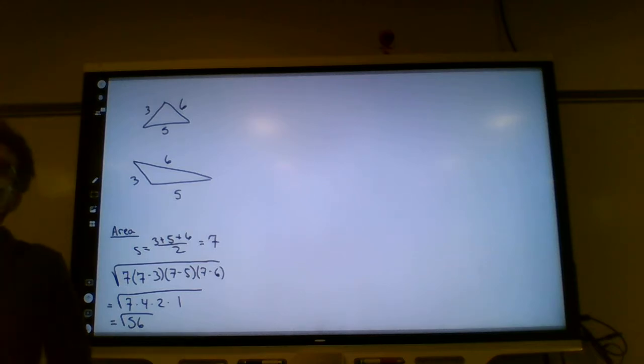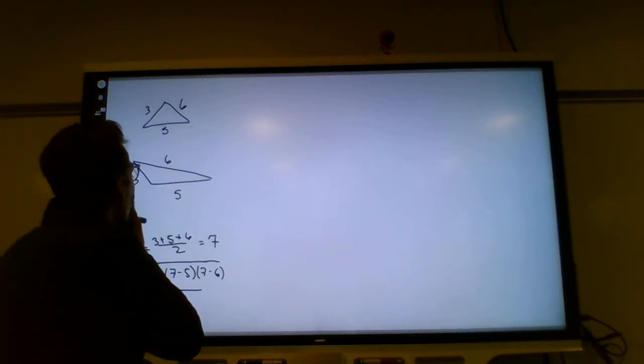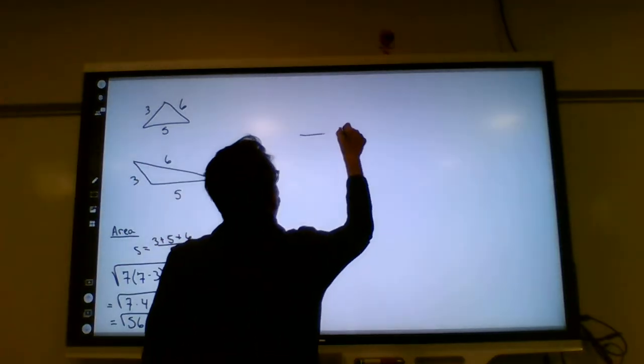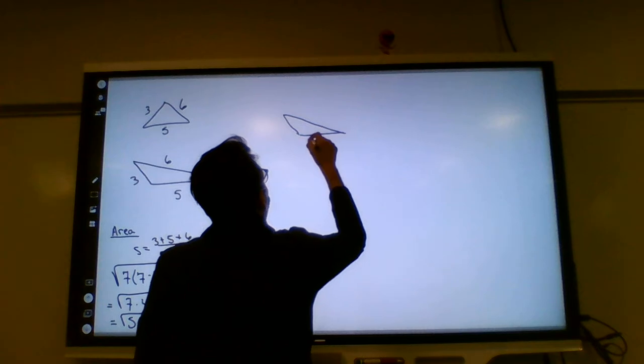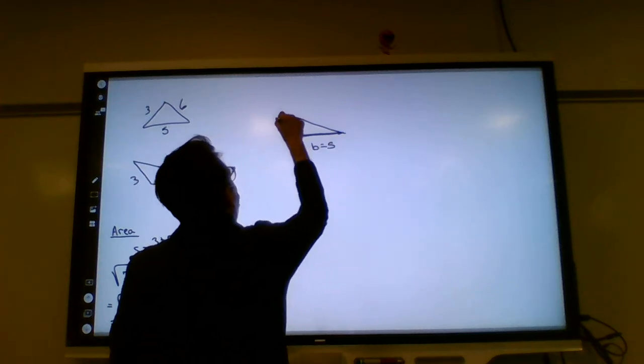Well, let's see if we can calculate this area in different ways to figure out, at least, if it gave us the right answer in this case. So what other ways do we have to do this? All right, so one way is, given this triangle, have it turned this way, so we have the base equal to 5 right now, and we need to find the height.